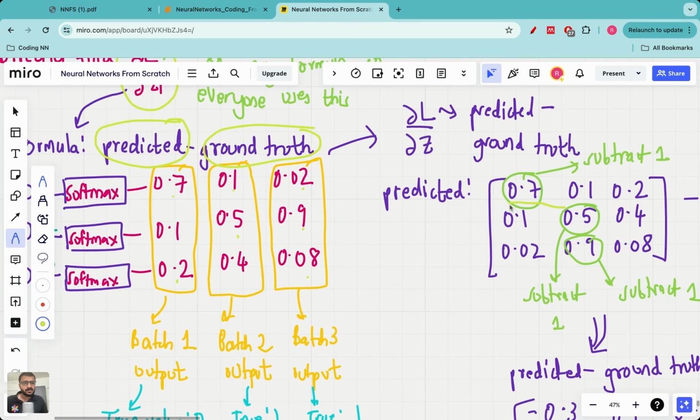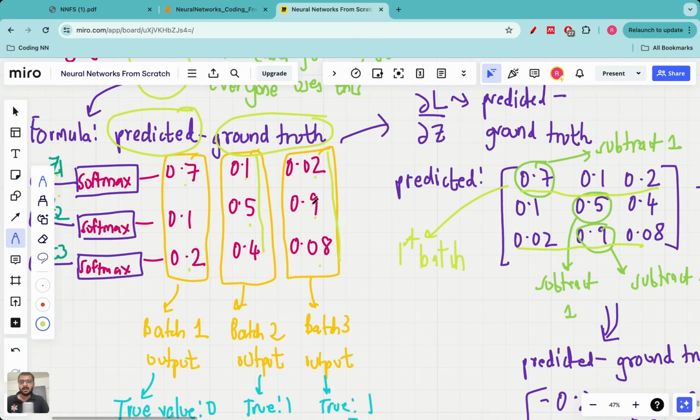So remember, the first row here is the prediction from the first batch of data. The second row is the prediction from the second batch, which I have written as the second column over here. And the third row here is the prediction from the third batch, which I have written as the third column over here. So the predicted matrix can look like this.